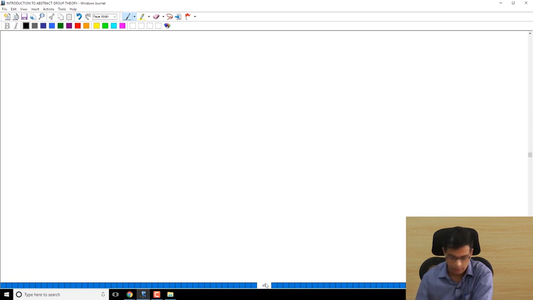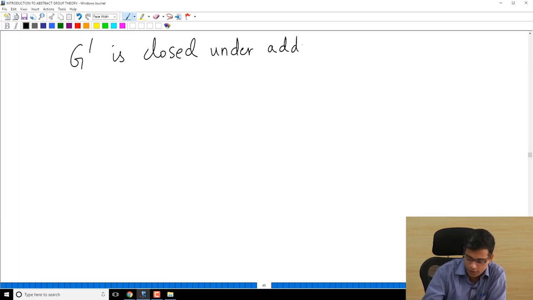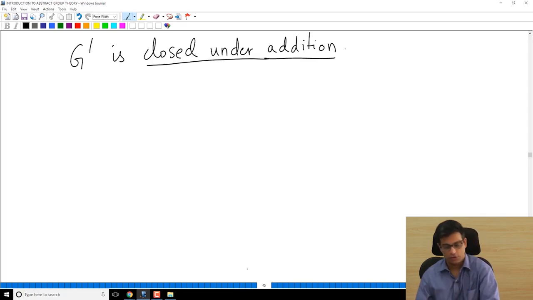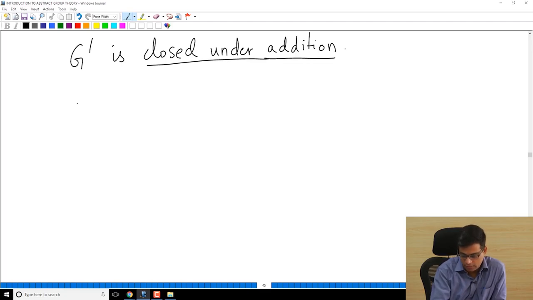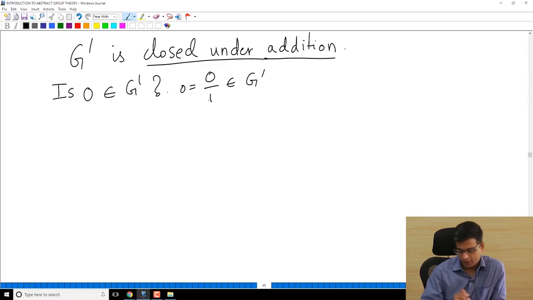So, in other words, the upshot is that G prime is closed under addition, which is the first property that we want for a group. So, addition is a binary operation on G prime. Now let us verify the other properties. For example, what is the identity element for addition? It must be 0. So, you have to ask, is 0 in G prime? It is, because 0 is 0 by 1, and 5 does not divide 1. So, 0 is in G prime.